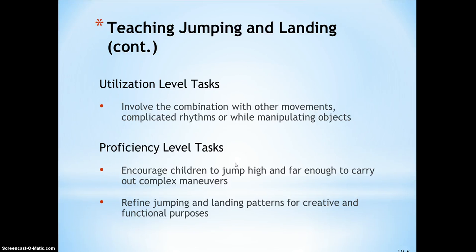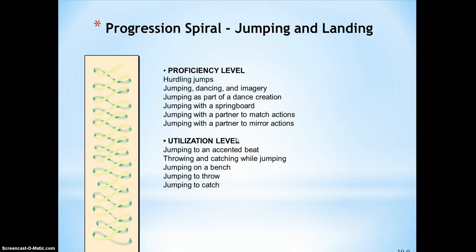Utilization involves the combination of other movements, complicated rhythms, or while manipulating objects. So you see the task is getting more difficult. And then again, proficiency level. As always, think about it in a game situation. So you want to encourage children to jump high and far enough to carry out complex maneuvers, and refine jumping and landing patterns for creative and functional purposes. So how is jumping and landing going to be beneficial in that game situation?